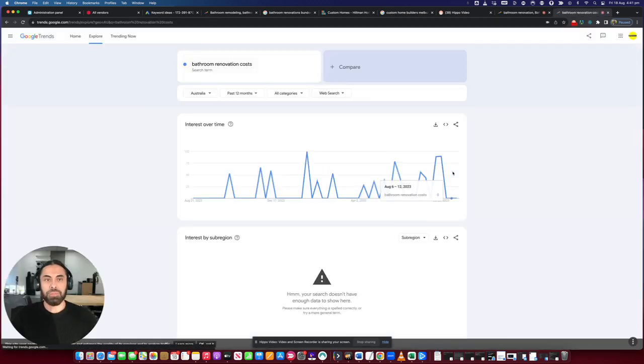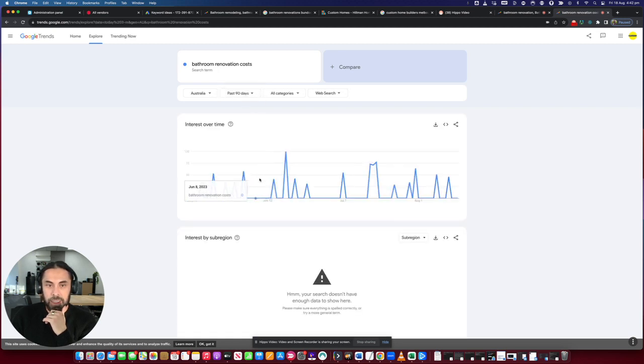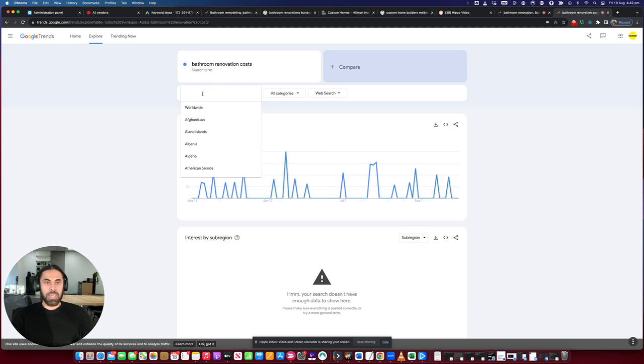So we'll just look into that for a moment. Yeah, there's definitely activity going on here, as you can see. This is over a 12-month period. Let's have a look at that over 90 days. And we can definitely see that people are searching online looking for bathroom renovation costs. So if you were to target that keyword, then you'd definitely be getting in front of the right people.